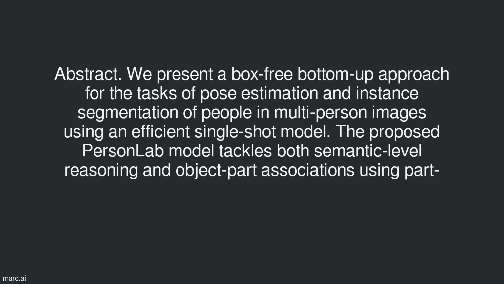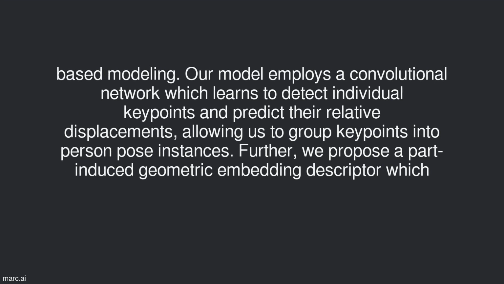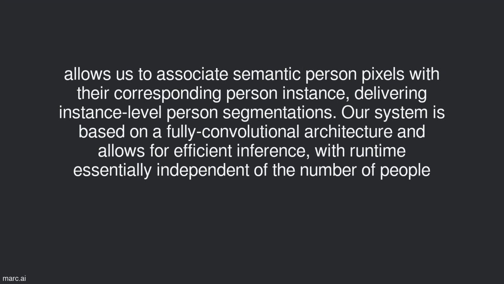The proposed PersonLab model tackles both semantic-level reasoning and object-part associations using part-based modeling. Our model employs a convolutional network which learns to detect individual keypoints and predict their relative displacements, allowing us to group keypoints into person pose instances. Further, we propose a part-induced geometric embedding descriptor which allows us to associate semantic person pixels with their corresponding person instance, delivering instance-level person segmentations.